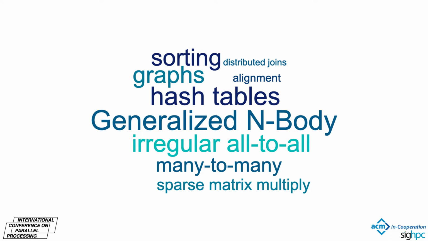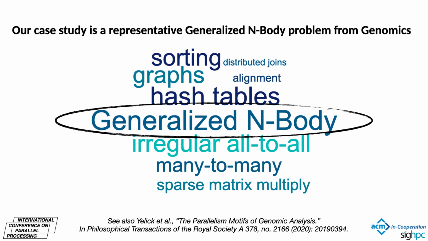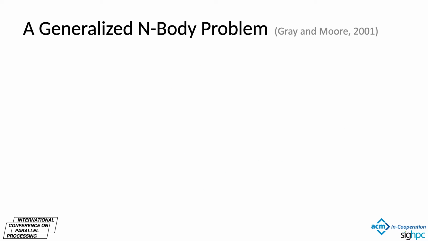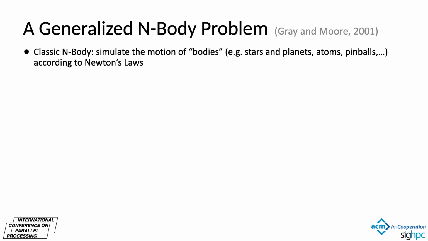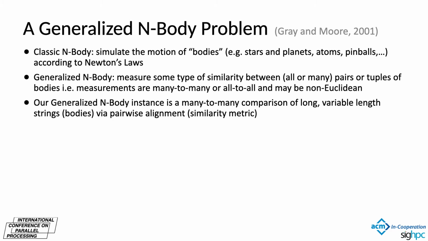From analyzing patterns of this and other bioinformatics problems, we recognized it as a representative generalized n-body problem from genomics. Generalized n-body problems are a proper superset and abstraction over classic n-body simulations. They measure some type of similarity between all or many pairs or tuples of bodies, i.e., measurements are many-to-many or all-to-all and may be non-Euclidean or higher dimensional. Our generalized n-body instance is a many-to-many comparison of long variable-length strings, the bodies, via pairwise alignment, the similarity metric.